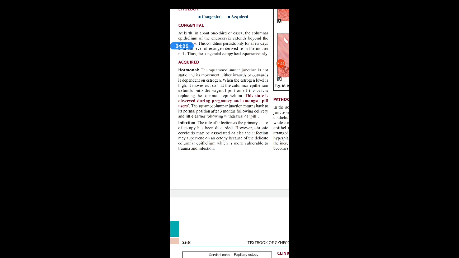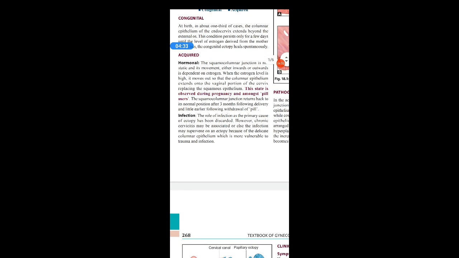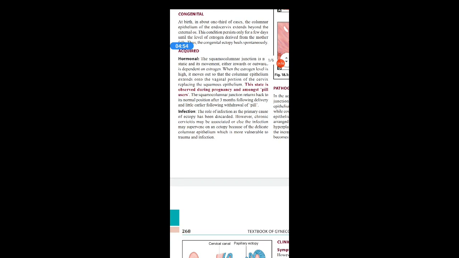It can also be seen during pregnancy, because in pregnancy the levels of hormones increase. The SC junction returns to its normal position after 3 months following delivery. So if cervical erosion occurs in pregnancy, it gets healed spontaneously after 3 months postpartum.